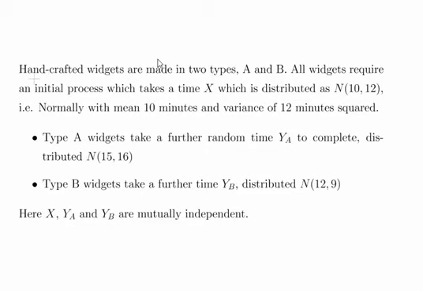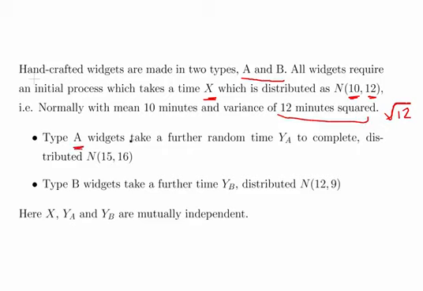Okay, in this presentation we're going to look at a normal distribution question. Handcrafted widgets are made in two types, A and B. All widgets require an initial process which takes a time X, which is normally distributed with a mean of 10 minutes and a variance of 12 minutes squared, which is to say that the standard deviation is the square root of 12, okay?